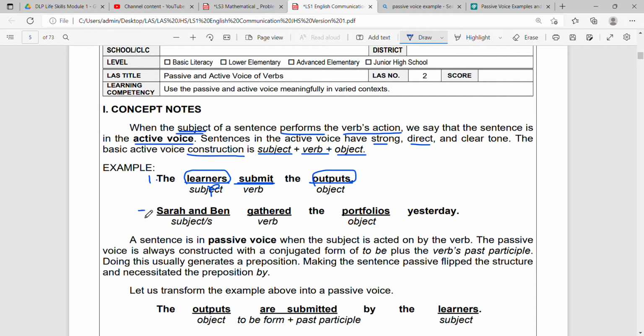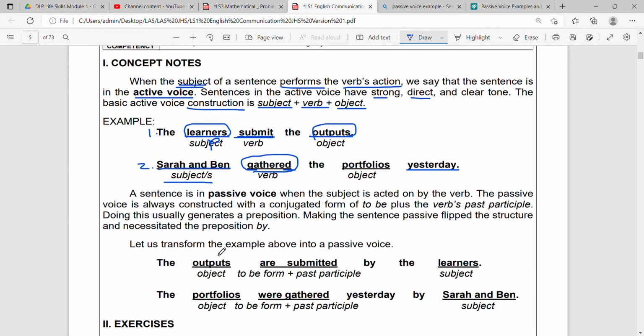Now sentence number 2. Sarah and Ben gathered the portfolios yesterday. So kinsa ang subject? Si Sarah and Ben. Gathered, okay? It means it happened in the past. Kay na ID. Okay. Gathered the portfolios yesterday. So ang subjects mao ang mismo nga naghimo sa action. Now, let's go to passive voice.